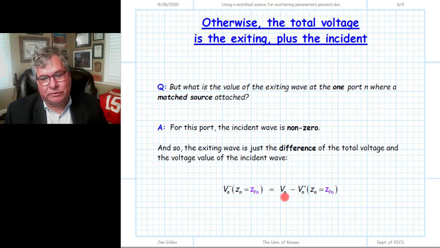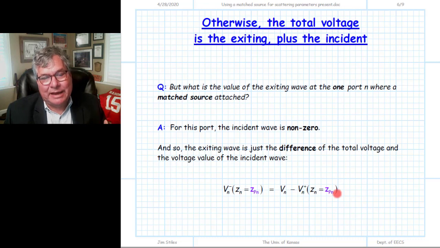So how do we determine the scattered voltage for this case? How do we take the total voltage and essentially parse it into two pieces? One part which is the exiting or scattered wave, and the other part which is the incident wave, the plus wave. How do we determine this value? Well, to do that, we need to figure out what is the value of the incident wave. What is the plus voltage at the port plane when we attach a match source to it?